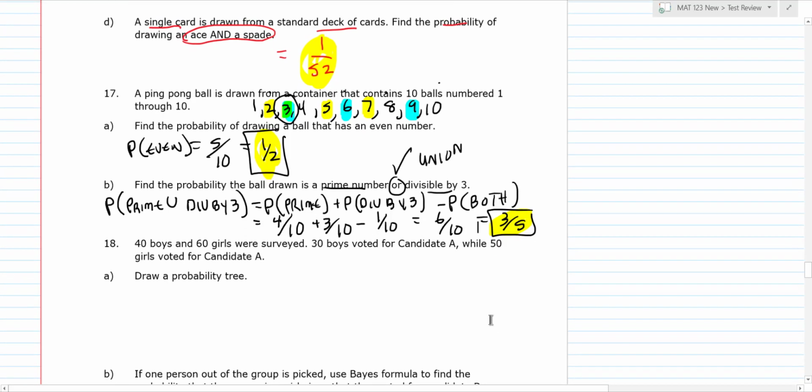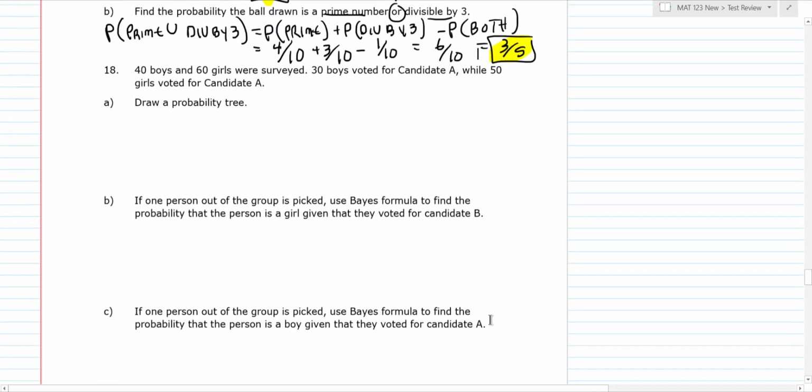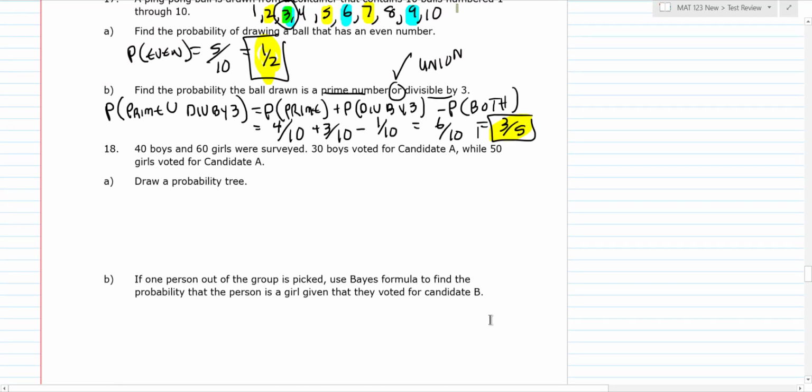All right. Okay, next thing we're going to do is probability tree and Bayes' theorem. I'm going to do this a couple of times. So this says 40 boys and 60 girls were surveyed. 30 boys voted for candidate A, while 50 girls voted for candidate A. We're assuming that there's 2 candidates. We're also going to assume that there's a candidate B, or we're just going to say they didn't vote for candidate A.